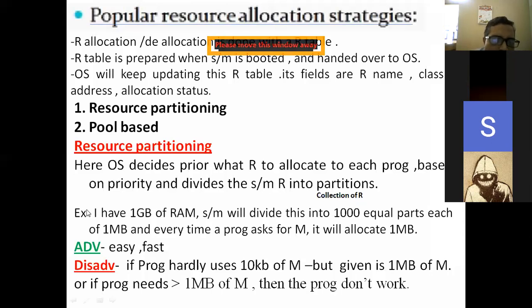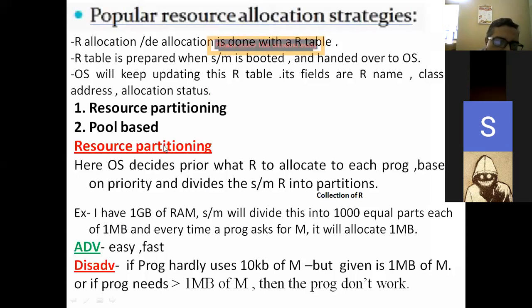The simple example I can quote here is, suppose we have 1 GB of main memory, or 1 gigabyte of RAM. Then the system will be able to divide this into 1000 equal parts, each part of 1 MB size, and each time a process asks for memory, we can allocate 1 MB of memory. So here we are just partitioning this 1 GB of RAM into 1000 equal parts, where each part corresponds to 1 MB. And upon the request by the processes, the OS can allocate 1 MB of memory, right?